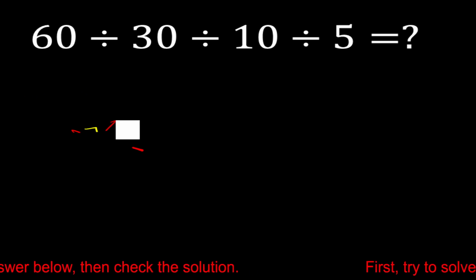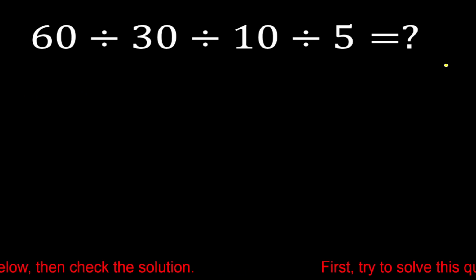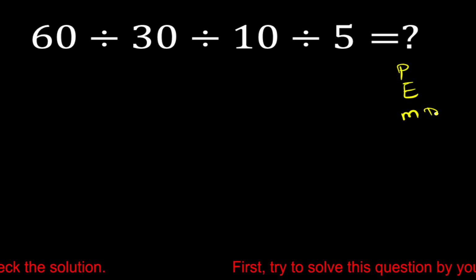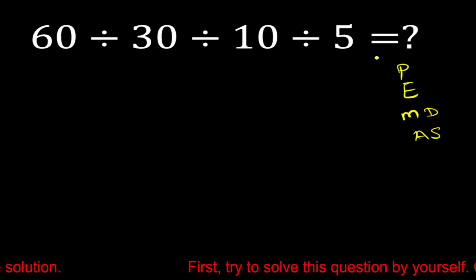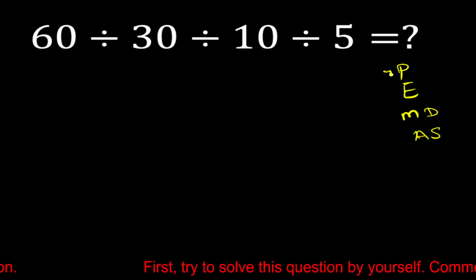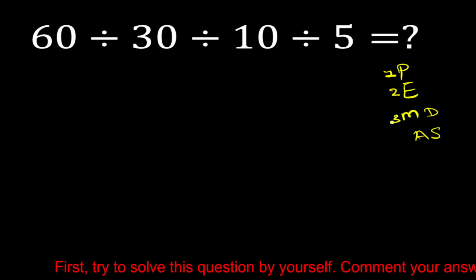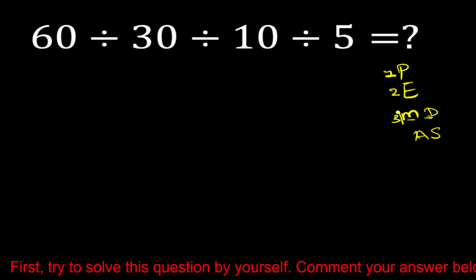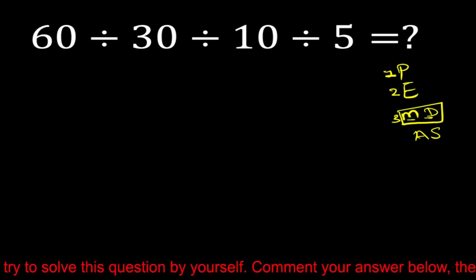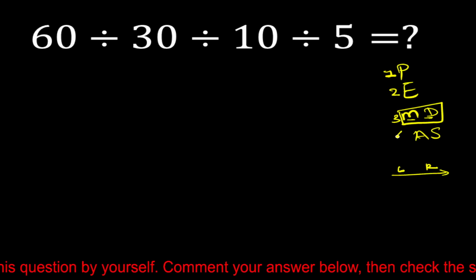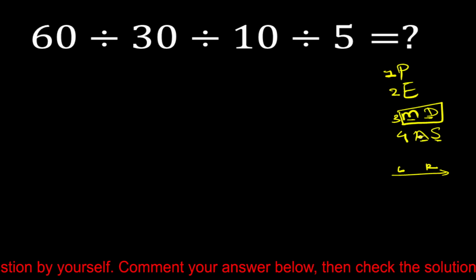PEMDAS. P E M D A S. According to PEMDAS rule, first priority is parenthesis, then second priority is exponents, third priority is multiplication and division. Here multiplication and division both have equal priority. So we have to solve it from left to right, okay? And fourth and last priority is addition and subtraction.